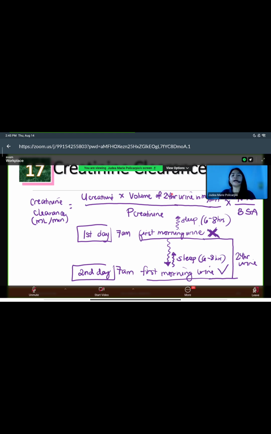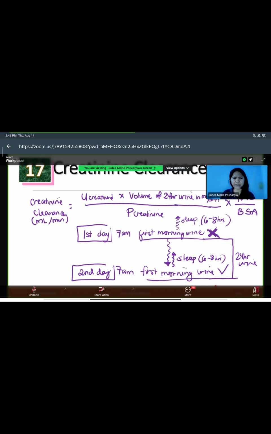Now, the last important thing to note, etong nasa dulo. Recall question. Para saan si 1.73 over the body surface area? What is the purpose of putting that 1.73 over the body surface area sa dulo ng equation natin? Okay, recall question, ano nga bang purpose niyan? This is intended to correct for the muscle mass of your patient. Ginagamit daw pala yan to correct. Pag sinabing correct, adjust. Para daw makapag-adjust tayo dun sa muscle mass ng ating patient.